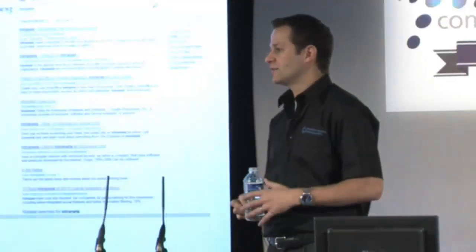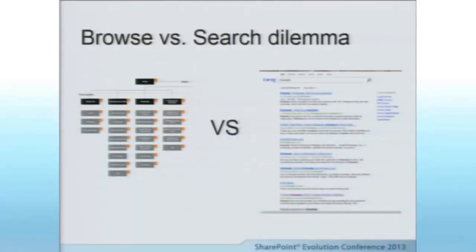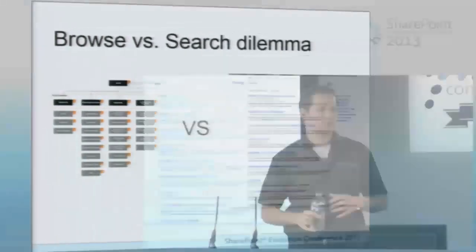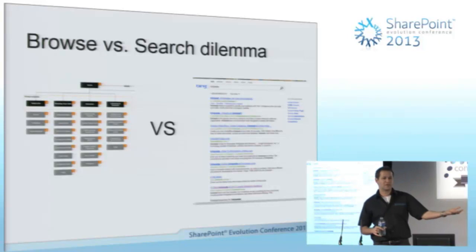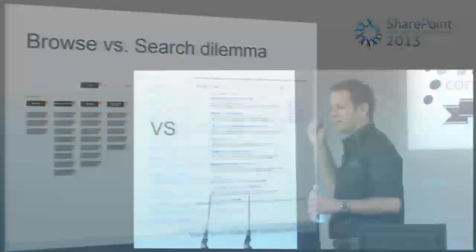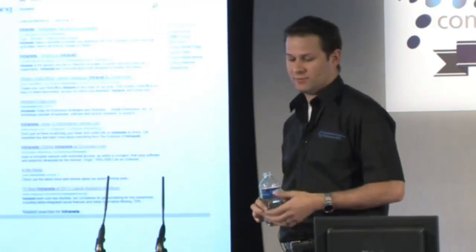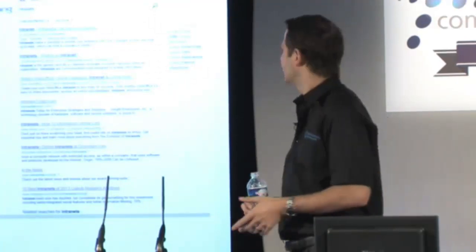So the browse versus search dilemma has existed for quite a while, right? This is the dilemma everybody has building an intranet, where you either go, or you can do both, but either go browse a hierarchy and expect people to know where to go, or sort of on the right-hand side, provide an experience similar to what they're used to on the internet. Everybody uses Bing, right?